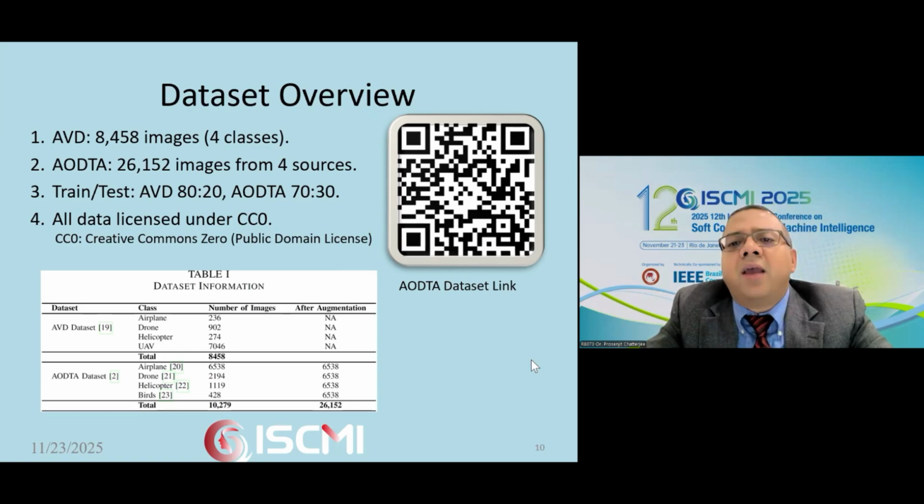Again, you can access the AODTA dataset using that QR code. If you capture it through your camera, it will give you the immediate link so that you can access it for your further research and future exploration. I recommend everyone in the ISCMI 2025 community to please use this and give us some feedback.